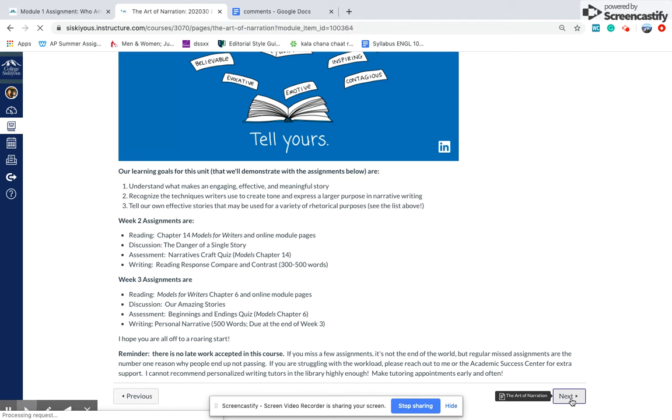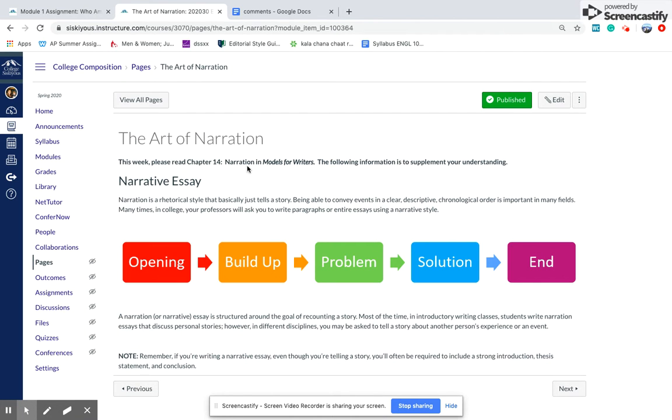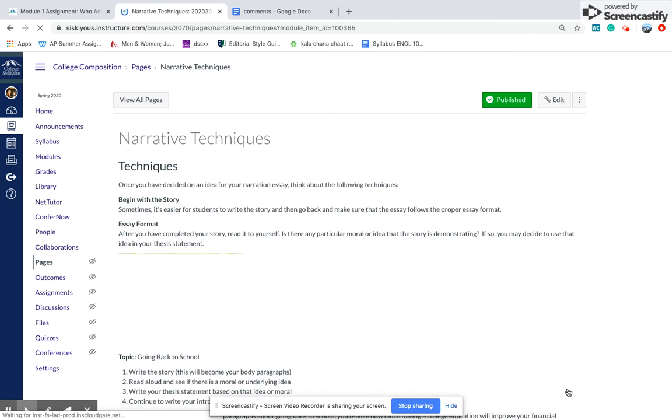Okay, so first off, we have chapter 14 in Models for Writers. You need to have that textbook by now, and you're going to be reading roughly a chapter a week. This chapter is all about how to tell a story. The information on your module pages is just to supplement that. There also might be some quiz questions that talk about it, so be sure that you're reading both the web pages and the chapter.